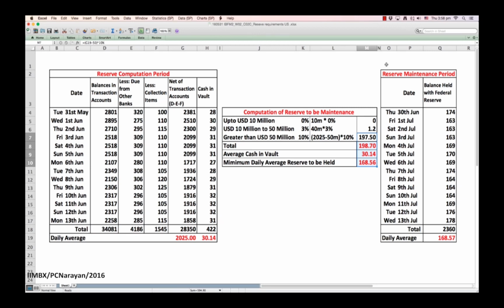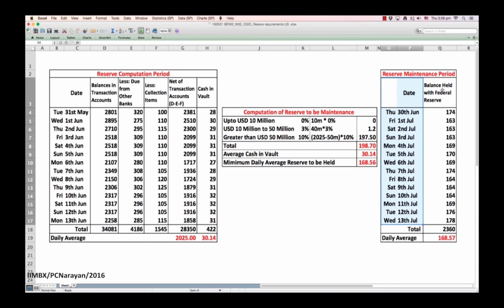Now let's move over to how the actual reserves are maintained. The important date is the start date for the reserve maintenance. This date is 17 days from the last date of the reserve computation period, or a month from the start date of the reserve computation period. So with the dates we have considered, the reserve maintenance would start from 30th June, which is a Thursday, and go through to the Wednesday after next.